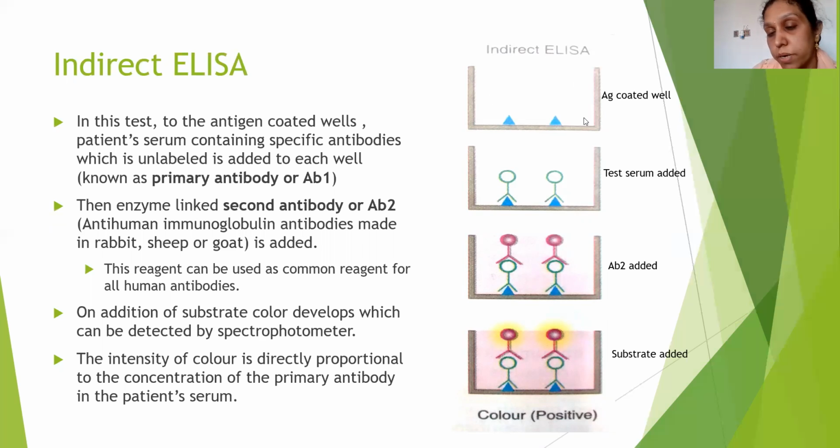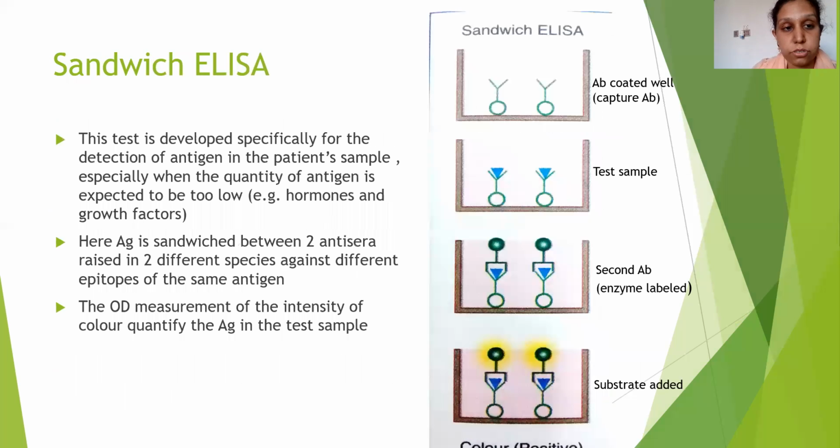The antigen is coated in the well. We put the tested serum which has antibody in it, that is the primary antibody, and now the enzyme-linked second antibody, that is AB2, is added. Anti-human immunoglobulin antibody made in rabbit, sheep, or goat is added. Then we add a substrate, and if the color comes, then it is positive. The intensity of color is directly proportional to the concentration of the primary antibody of the patient.